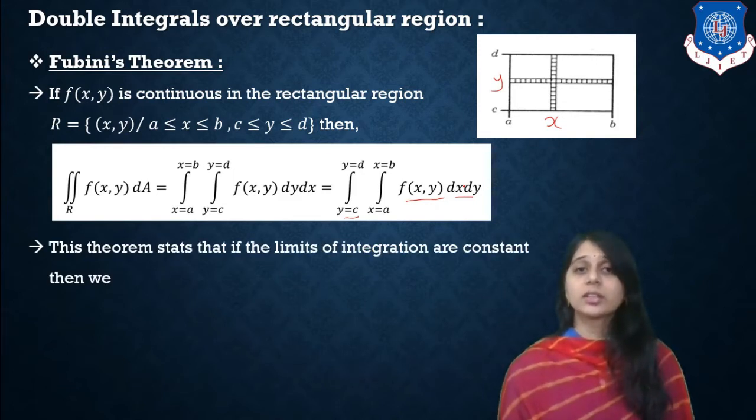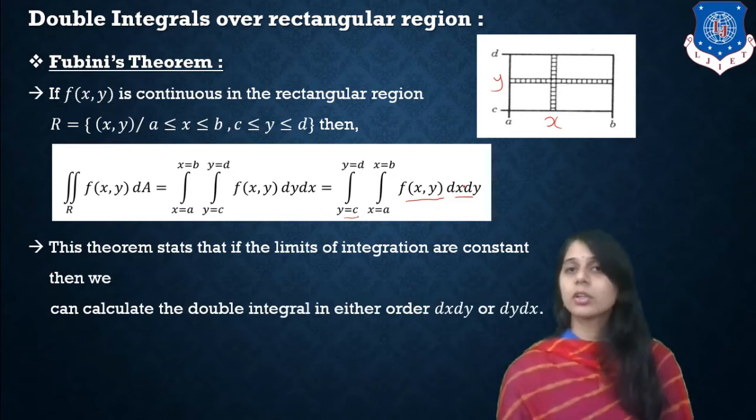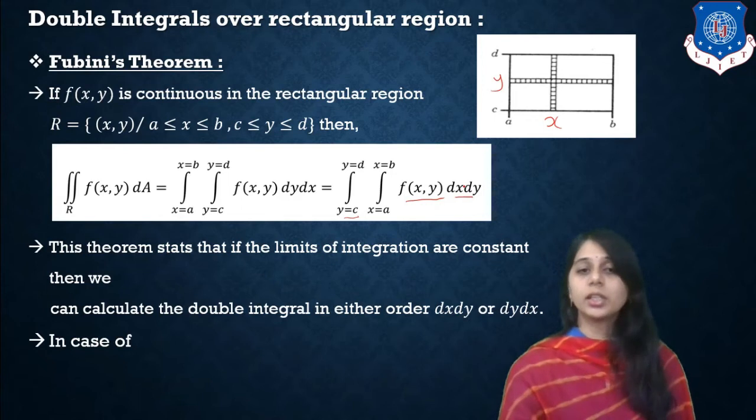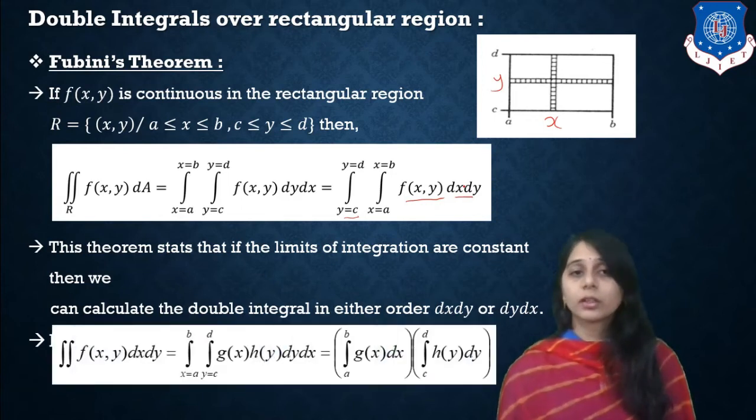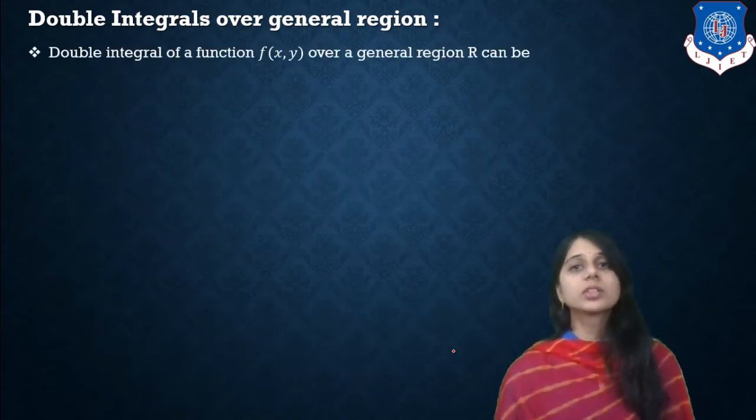This theorem states that when the limits of integration are constants, then we can calculate the double integral in either order, dx dy or dy dx. In the case of the double integral of f(x,y) dx dy, x equal to a to b, y equal to c to d, if the integrand is g(x)h(y), we can separate it as the integral from a to b of g(x) dx times the integral from c to d of h(y) dy.